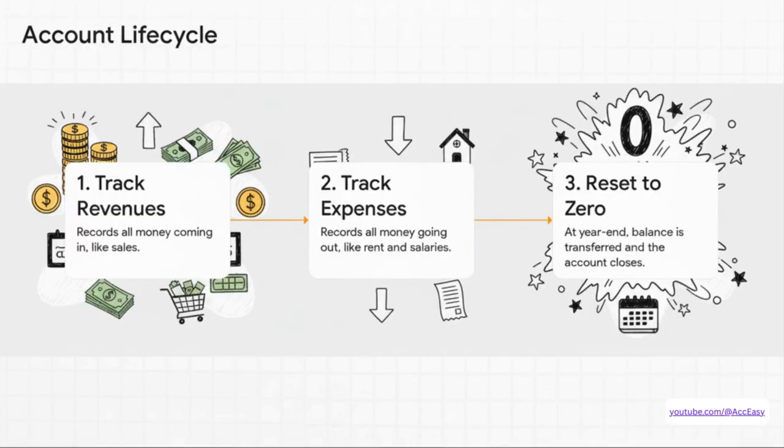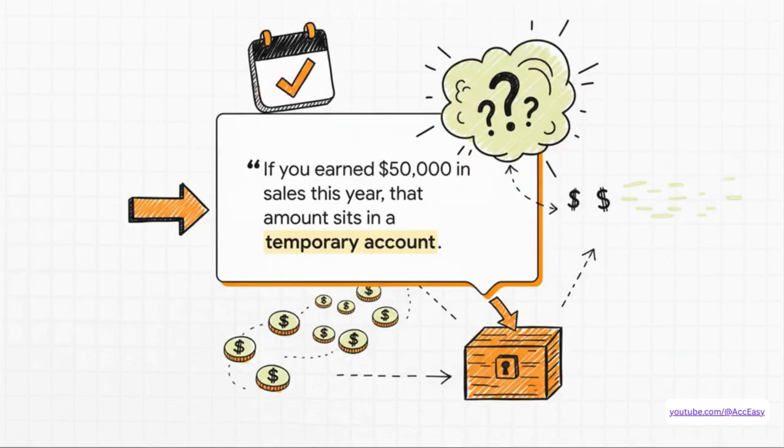So the life of a temporary account is really simple. For one year, it's just busy tracking everything. It tracks all the money coming in, your revenues, your sales, and it tracks all the money going out, your expenses, like rent and salaries. And then, when the year's over, that's it. The balance is cleared out and it's reset to zero, all ready to start a brand new chapter. Let me give you an example. Let's say you earn $50,000 in sales this year. That 50 grand gets recorded in a temporary revenue account. It's the story of this year's sales and this year's alone. But wait a minute, if the account gets zeroed out, that money doesn't just vanish into thin air, right? So where does it actually go?